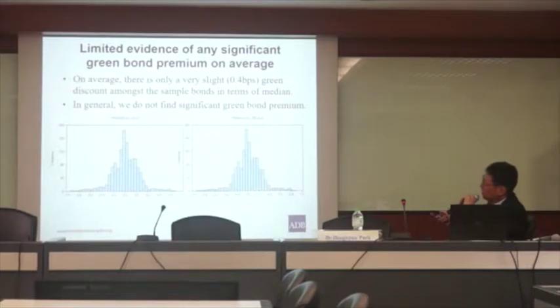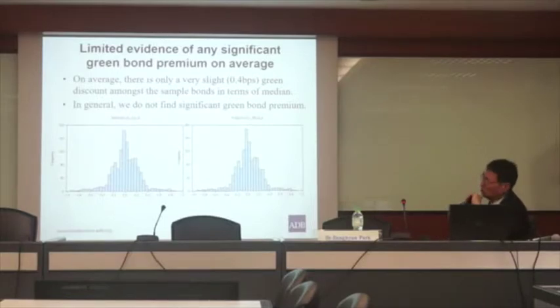So if you look at the green bond premium on average, this is the premium estimated by OLS, and this is the premium estimated by fixed effect GLS. You can see right away, just eyeballing it, that there's no statistical difference. They cluster around zero for both the OLS estimated premium and the GLS estimated premium. It's very small, 0.4 bips, statistically not significant.